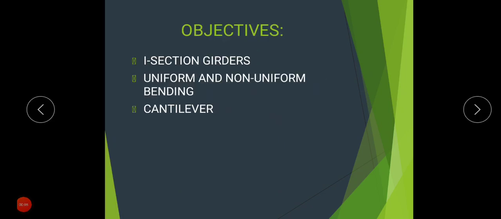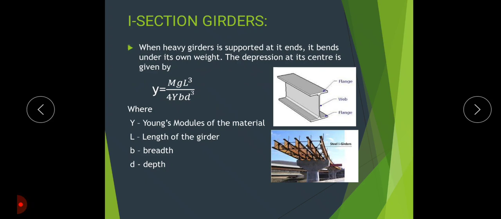Hello students, today we are going to discuss the topics I-section girders, uniform and non-uniform bending, and cantilever, also the derivation regarding cantilever. First one, I-section girders. A girder is a support beam which is used in the construction process. It is the main horizontal support of a structure which supports the smaller beams also.